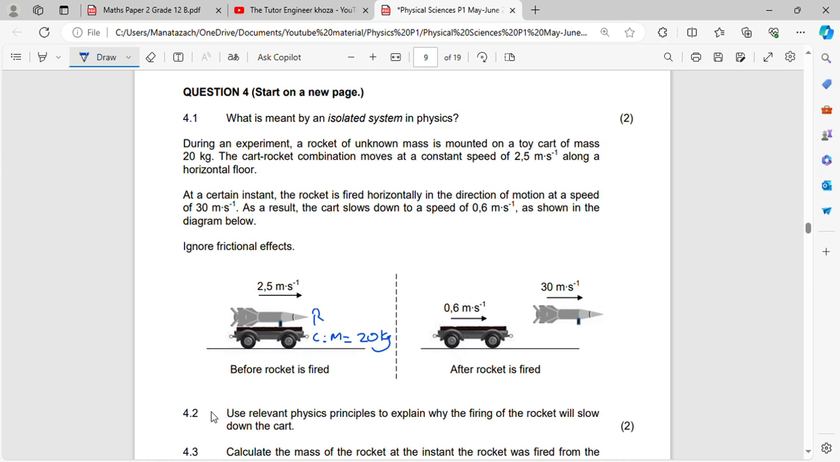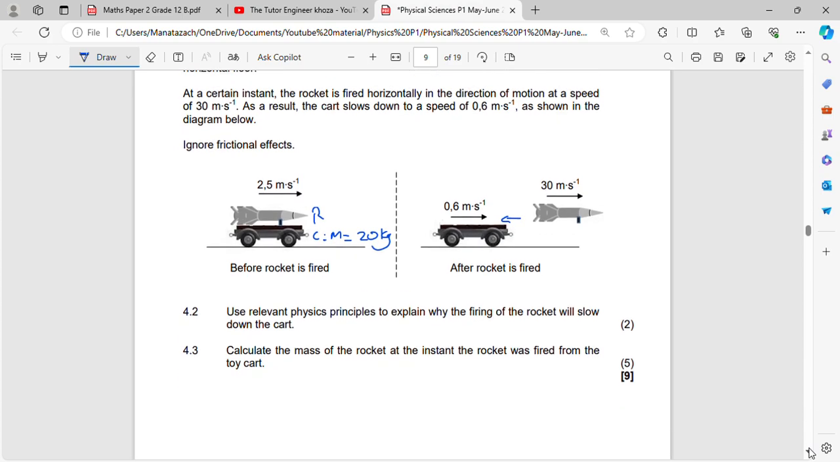So the first question here is 4.2. Use the relevant physics principle to explain why the firing of the rocket will slow down the cart. So as the rocket moves at 30 meters per second, it's going to push back the cart. So the cart will reduce the speed from initially 2.5 meters per second to 0.6. So that's how you're going to answer this question. The bullet will push back, or it will apply a force on the cart in the opposite direction, actually slowing it down.